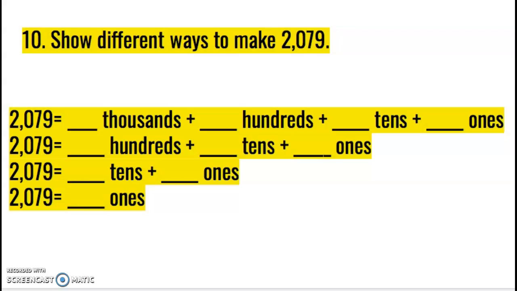Number 10 is a little bit more difficult for their level. It says to show different ways to make 2079. So I'm going to pick several different people to work on this one because it is a little bit harder. They're going to fill in the blanks for 2079 by breaking it up into different place values. So there's 4 different answer possibilities here. So we're going to have 4 different people share here.